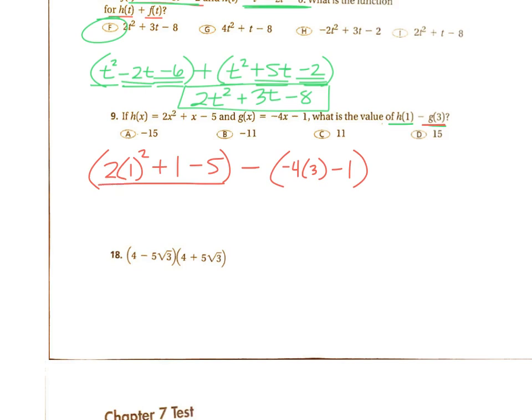So if we simplify this, 1 squared is 1 times 2 is 2. 2 plus 1 is 3. 3 minus 5 is negative 2. Minus, and now simplify this, negative 12 minus 1 is a negative 13. So we're doing negative 2 minus a negative, which is plus a positive. Negative 2 plus 13 is 11. So your answer is C.